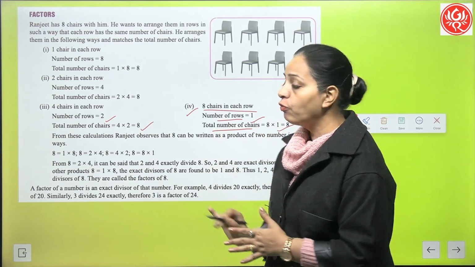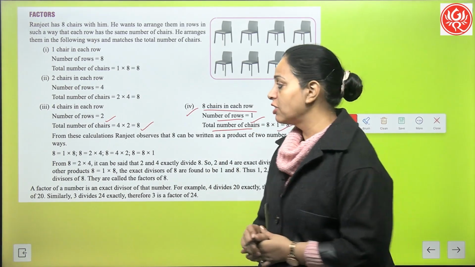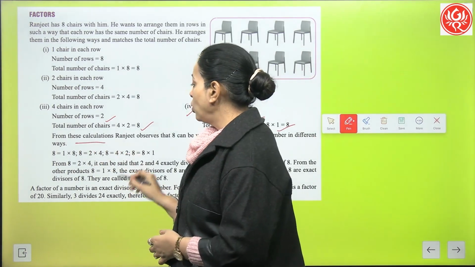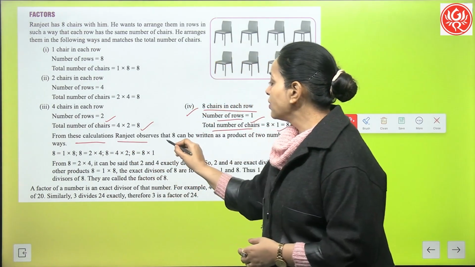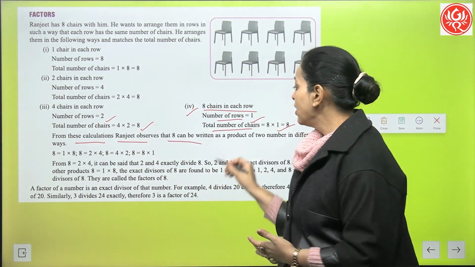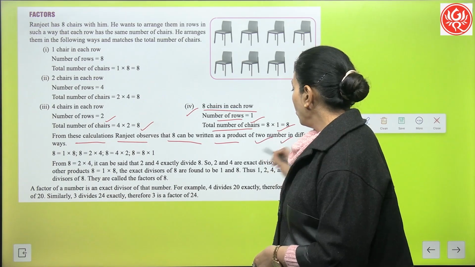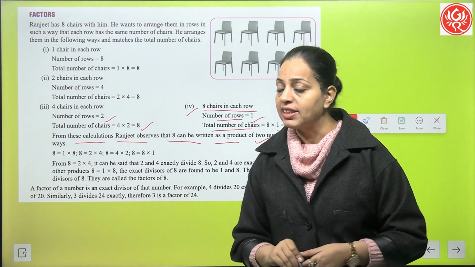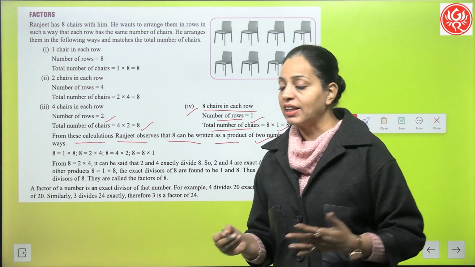So here we have 4 different arrangements. So from these calculations, Ranjit observed that 8 can be written as a product of two numbers in different ways. यानी 8 को हम कैसे लिख सकते हैं?